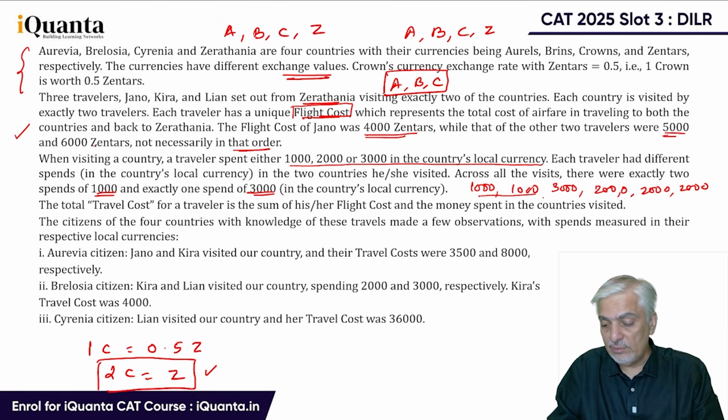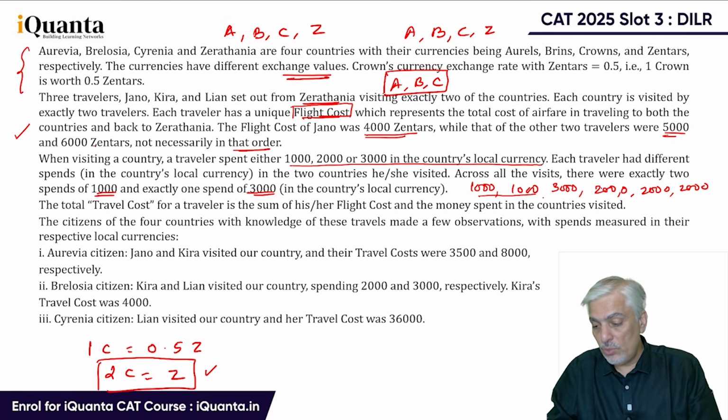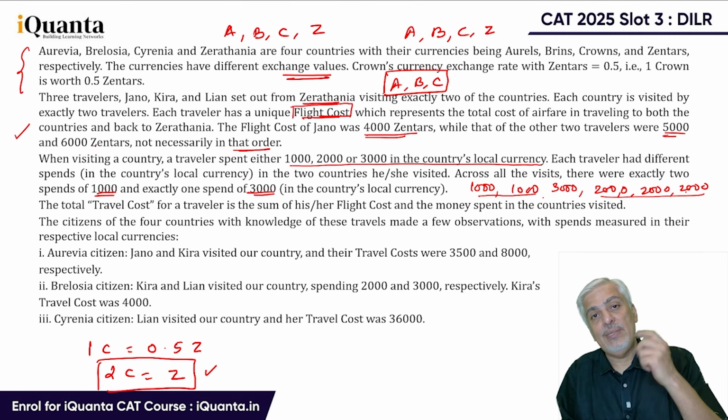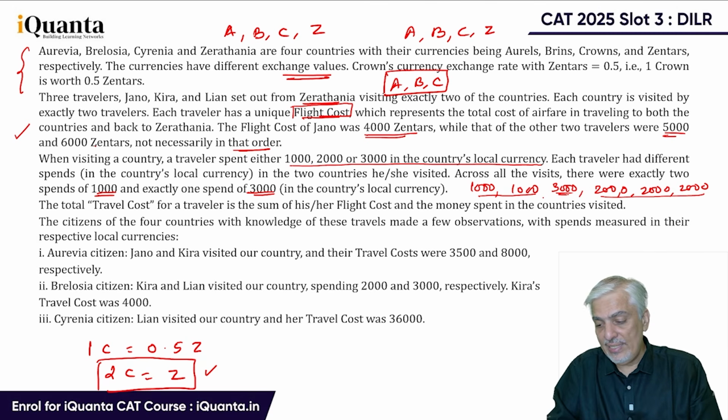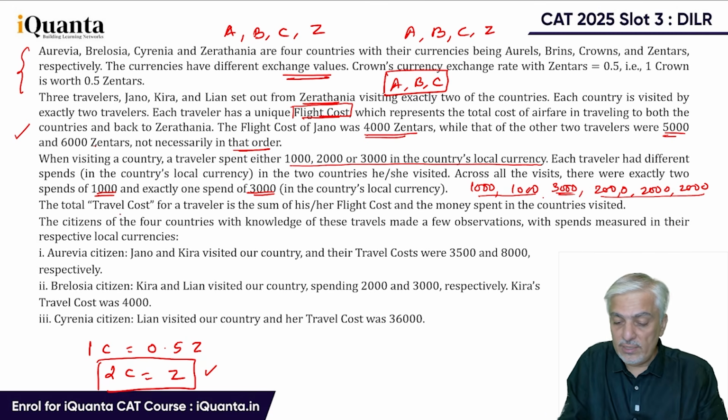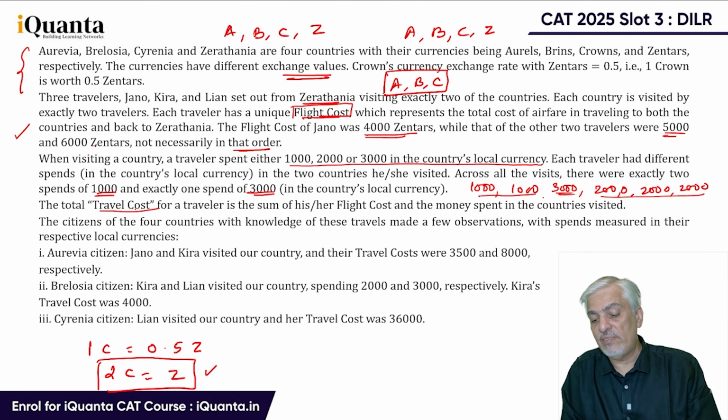They've said 2,000 can't belong to the same person. 3 spends of 2,000, that means everybody has 1 spend of 2,000 definitely, because nobody can have 2 of them. So everybody has 1 spend of 2,000 and one of either 1,000 or 3,000. The total travel cost for a traveler is the sum of his or her flight cost and the money spent in the countries visited. So flight cost plus the money spent becomes the total travel cost.